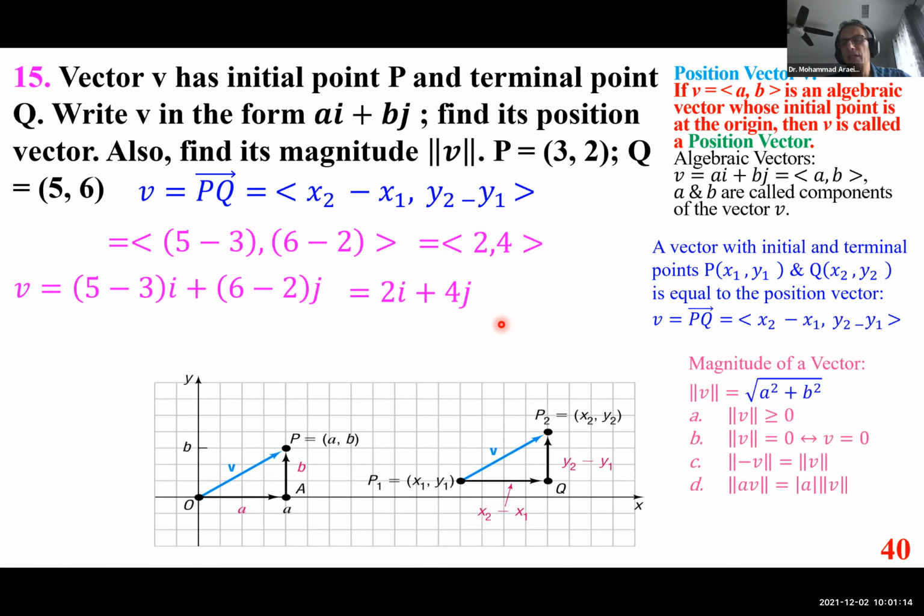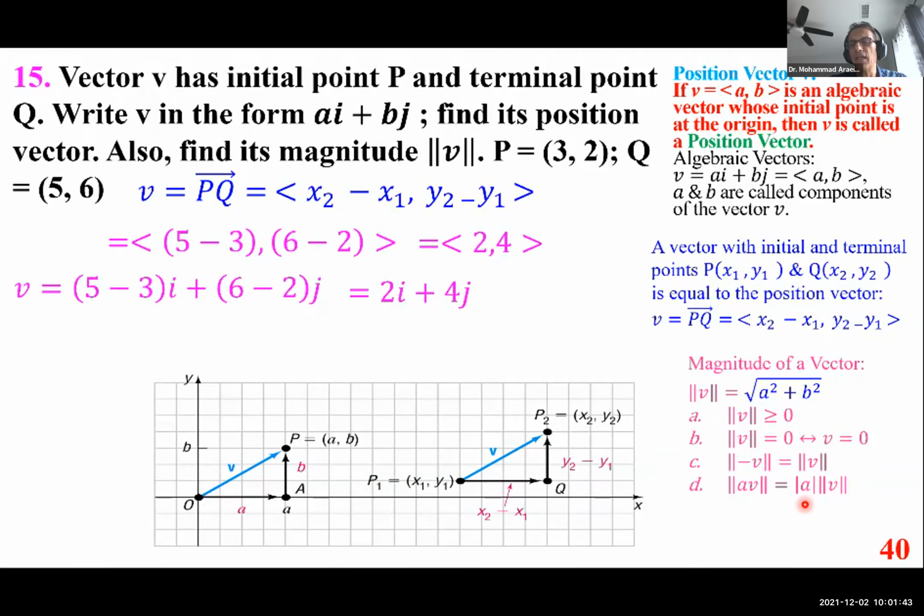Now, the magnitude of a vector is defined. The magnitude of the vector is the square root of, you square its components, a squared plus b squared, and you add them up. It is always positive. In the worst case scenario it is 0. If it is 0, then the v must be 0. And the magnitude of a negative vector and the positive vector are the same, negative v and v. If you multiply it by a, you can take the a out in an absolute value form. So those are some properties of vectors.